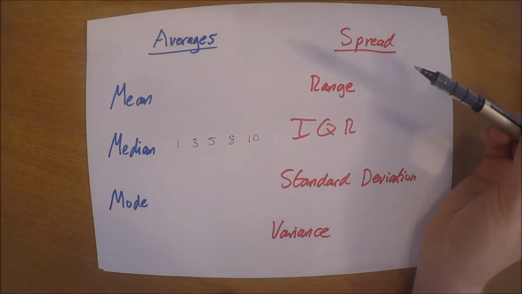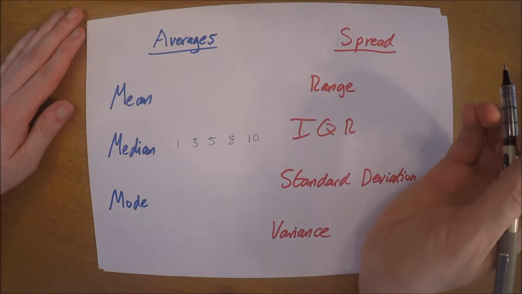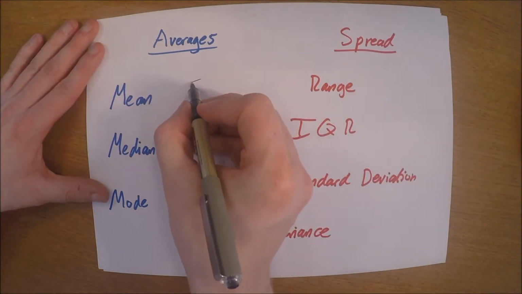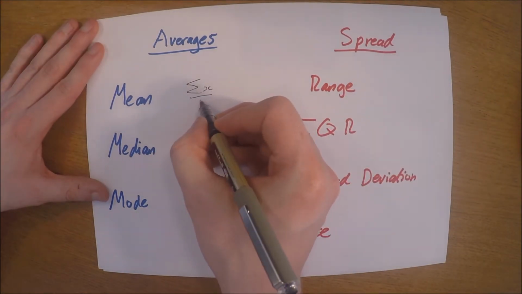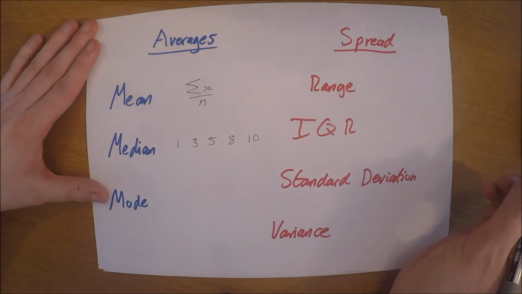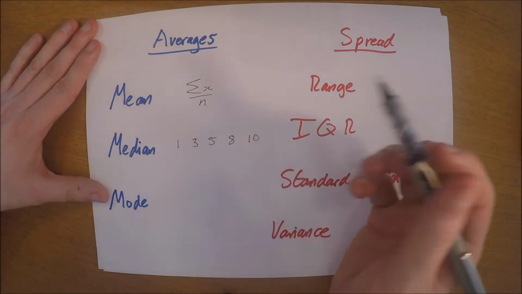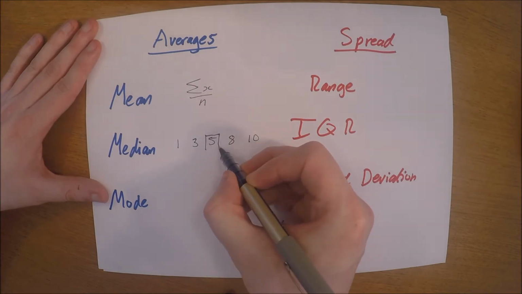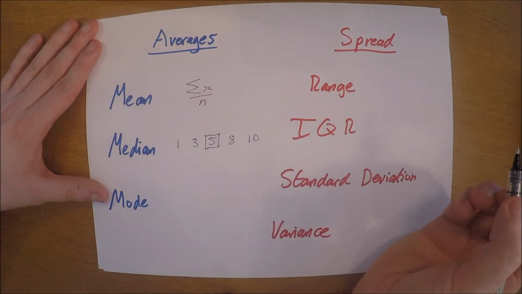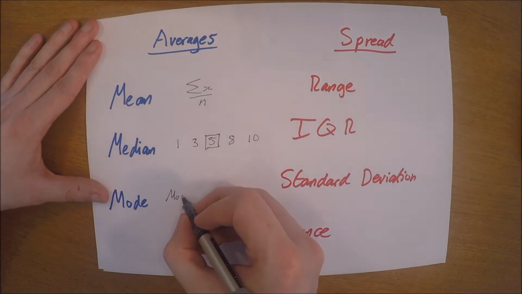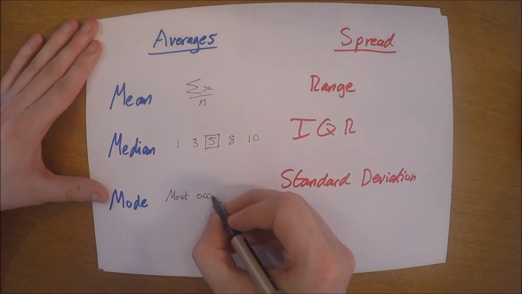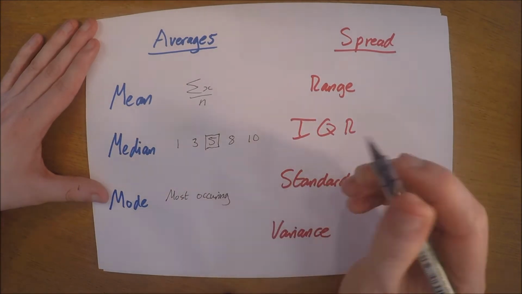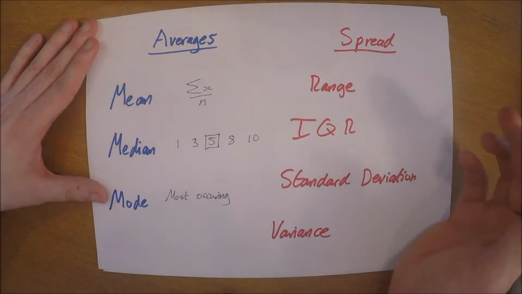Now the mean, this is often referred to as the arithmetic mean, and this is simply just taking all the values, adding them all together, and dividing by how many there are. The median, this is where you put them in ascending, or it could be descending order, and then you simply take the middle value, like so. And the mode, this is the most occurring value, the one that occurs the most. And you can have situations where it's bimodal and so on.